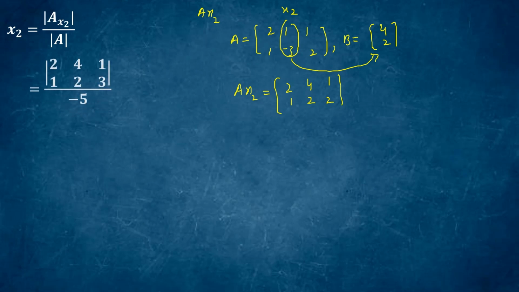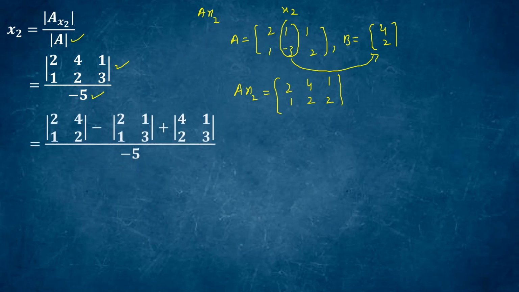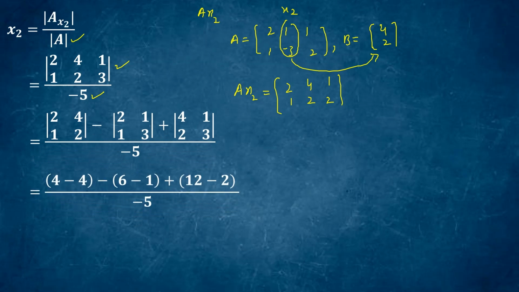Now we find its determinant. So x2 can be written as this. Here again, the determinant of A is minus 5. We evaluate the determinant in the numerator by Rodrick's definition for determinants of non-square matrices. After evaluating these 2 cross 2 determinants, we get the value of x2 to be minus 1. Now we find x3.